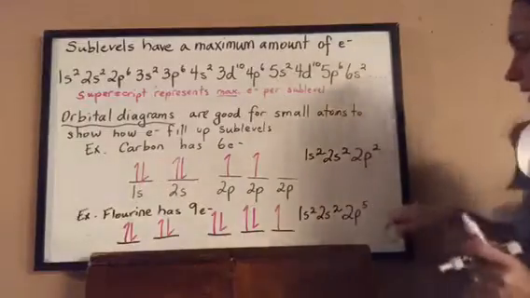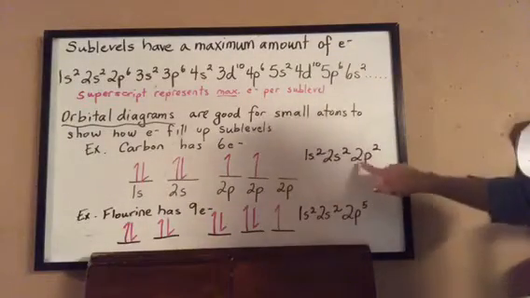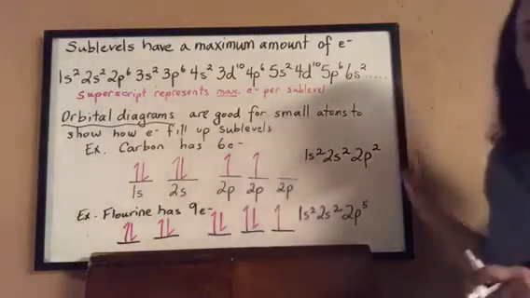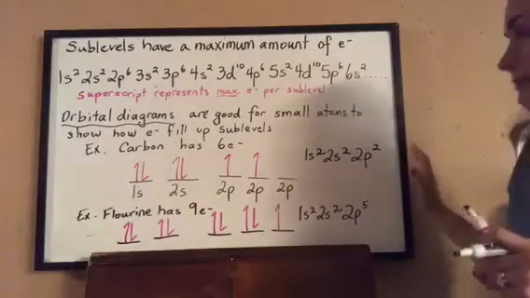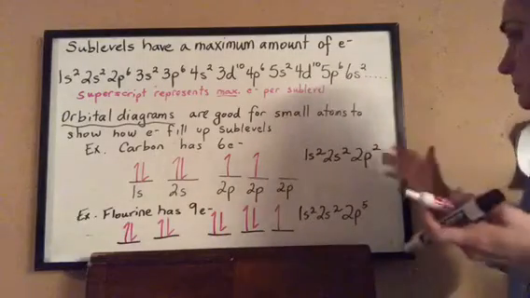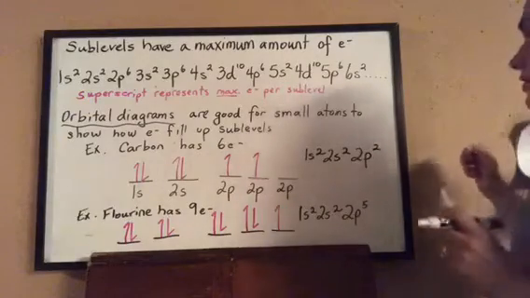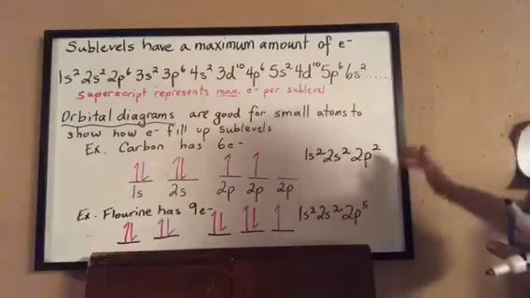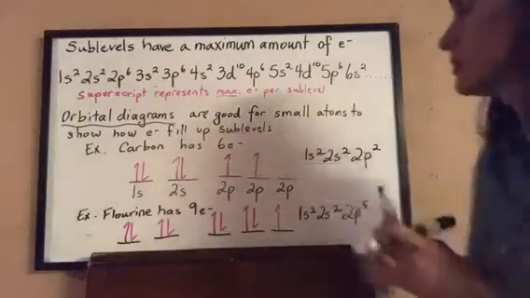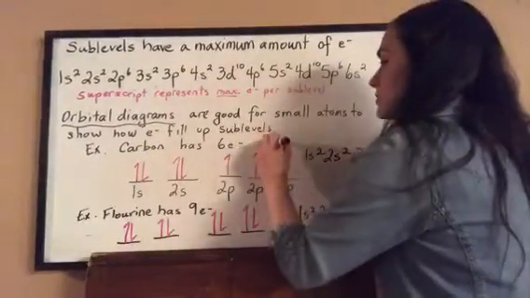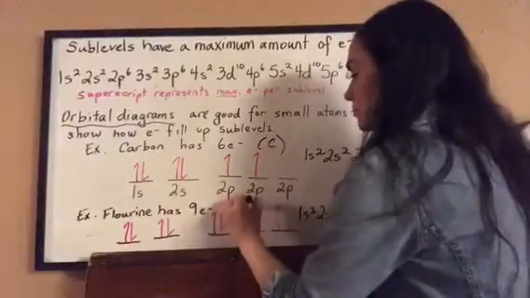2p5. Okay, so our 2p sublevel is not maxed out, and that's fine, because we don't have enough electrons. That's not the element that we're writing the electron configuration for. So here are the electron configurations for carbon and for fluorine, okay? Carbon symbol C, fluorine symbol F.